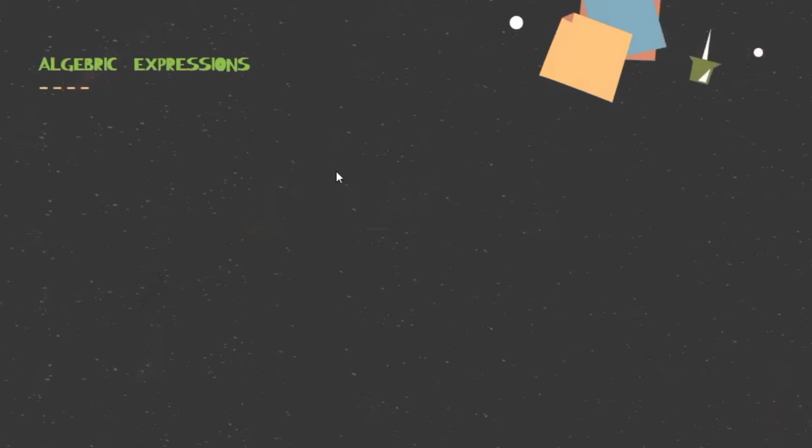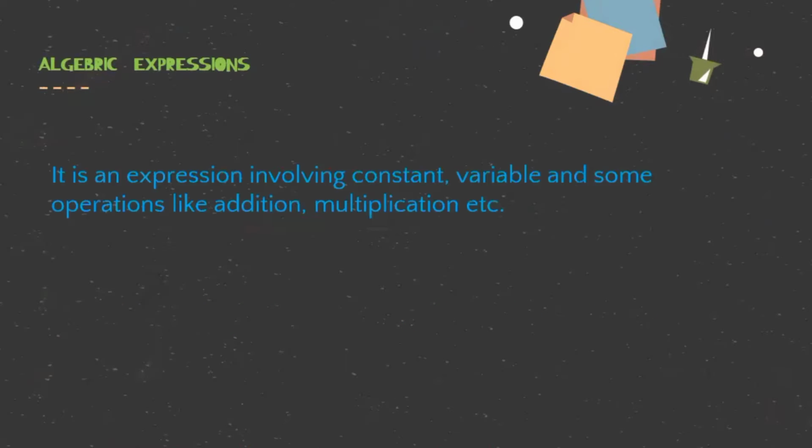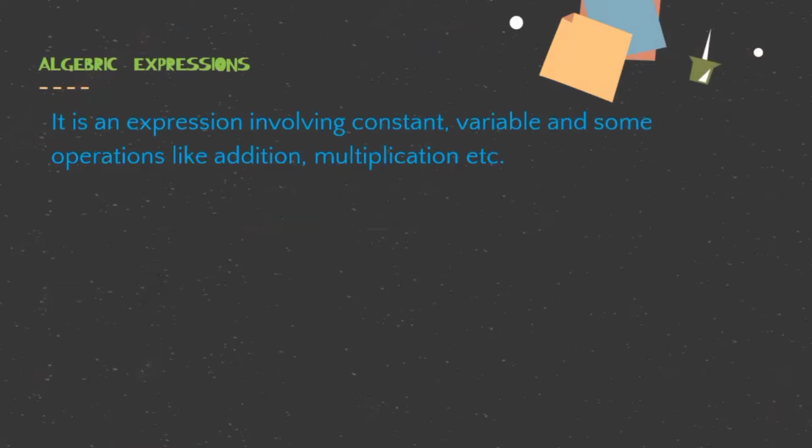So this is an algebraic expression. What is an algebraic expression? It is an expression involving constants, variables and some operations like addition, multiplication, etc. That is called an algebraic expression.